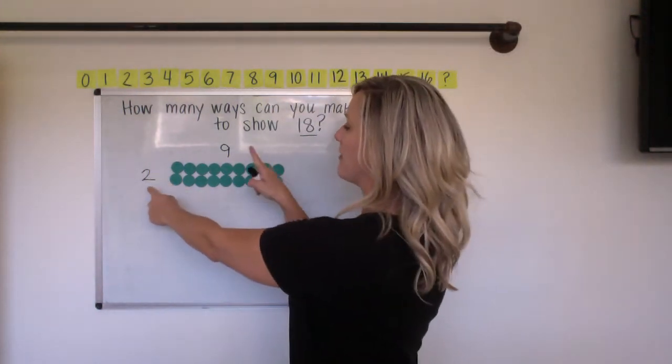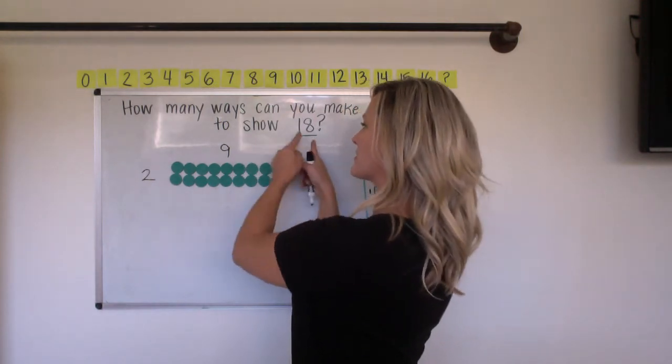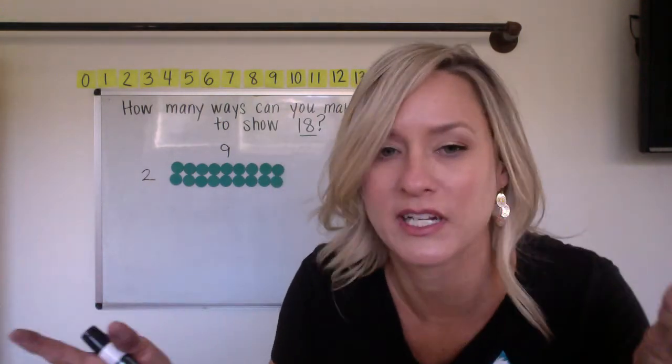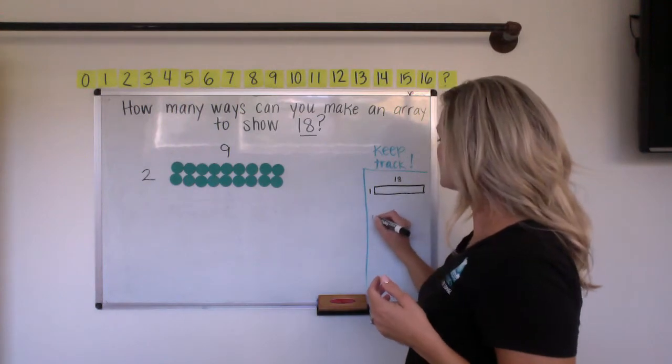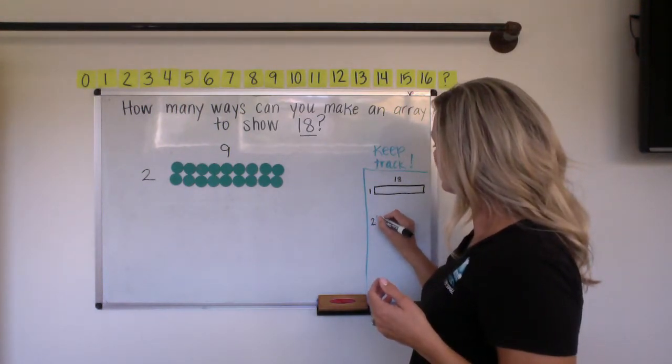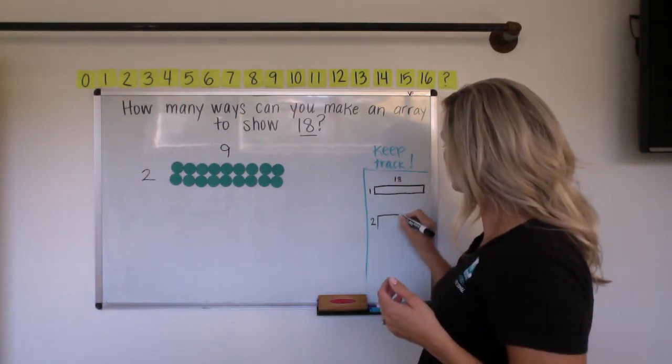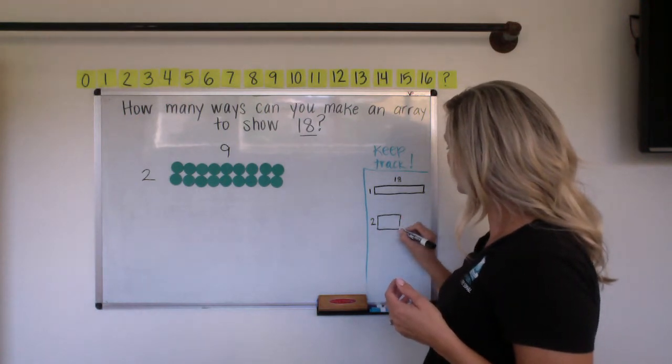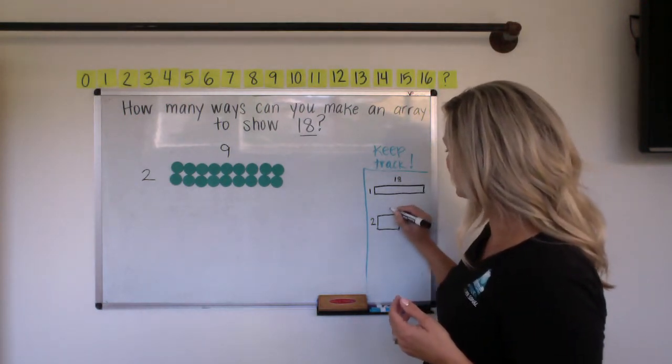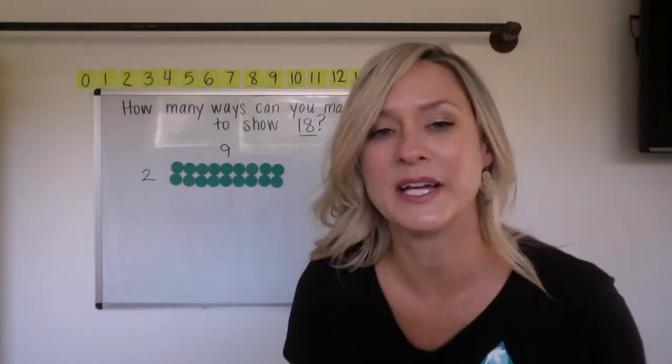You can multiply factors together to make a product, and the product here is 18. So I'm going to draw my 2 by 9. I tried to make it look like it was half of that 18 there. A 2 by 9 array.